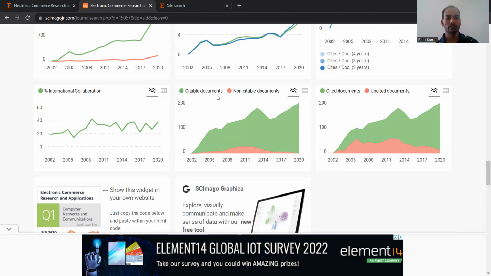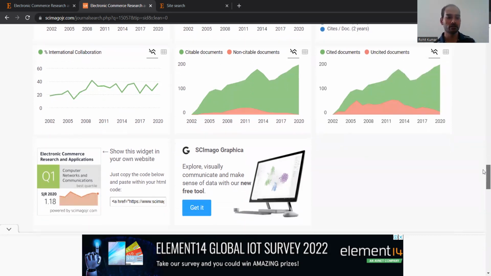Now the citable documents, due to some guideline violations, I think some of the documents are not citable. So here you can see in 2020, almost all the documents are citable. And here, this graph of uncited documents is also going down. So overall, the future is looking bright for this particular journal.